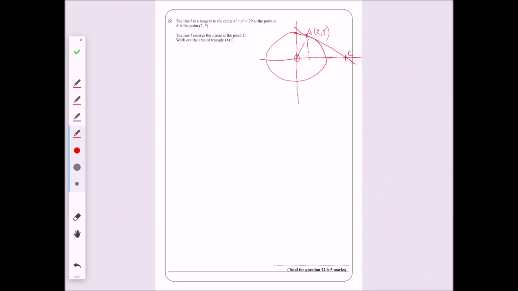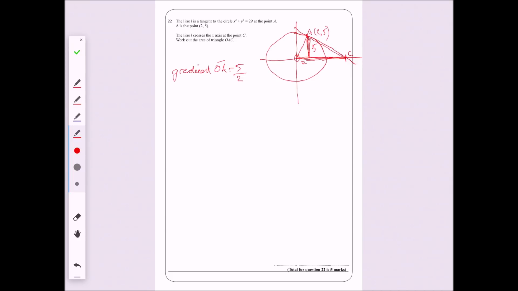So our triangle OAC is this triangle here. We need the base, which is this distance here, times the height, which is this distance here. All right. So we've got the height is 5. We just need to work out the base. So the gradient of OA is 5 divided by 2. So difference in y divided by the difference in x is 5 over 2.